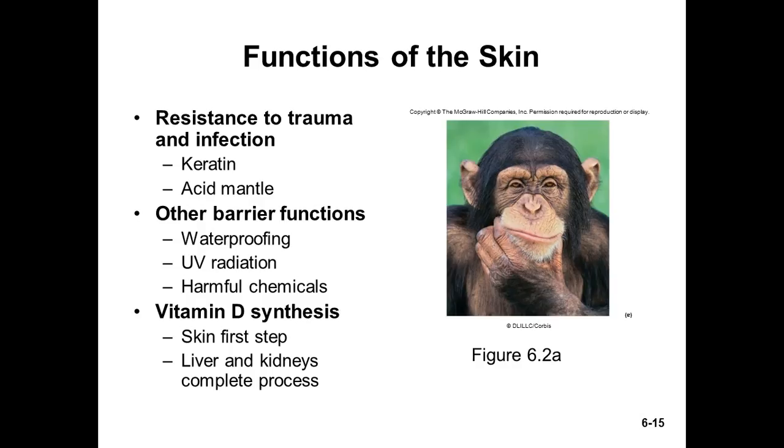Vitamin D synthesis: the skin, of course, is the first step in the production of vitamin D, which is needed for bone development and maintenance, followed by your liver and your kidneys. We're going to talk about calcitriol, which is a hormone, later on in the semester, I think probably in chapter 7, where it's also responsible for the production of vitamin D as well.